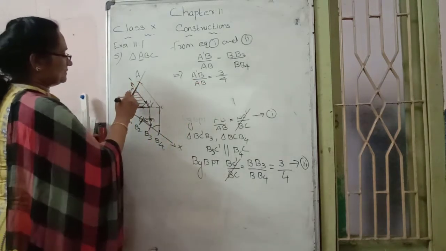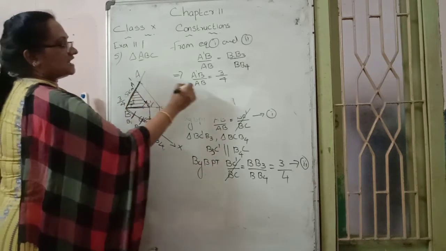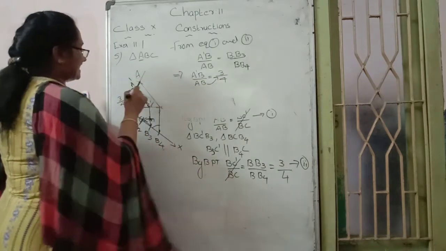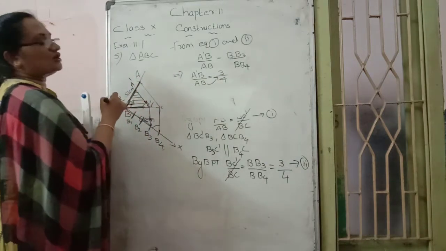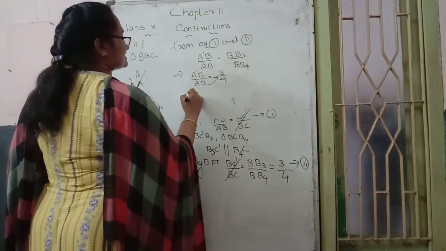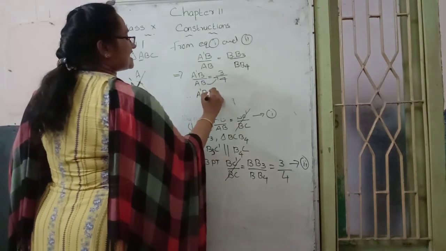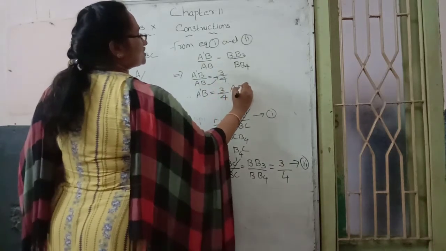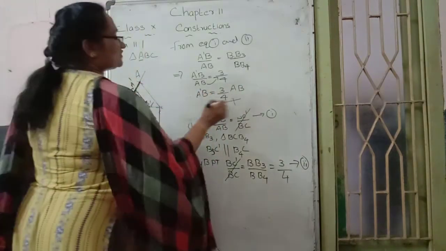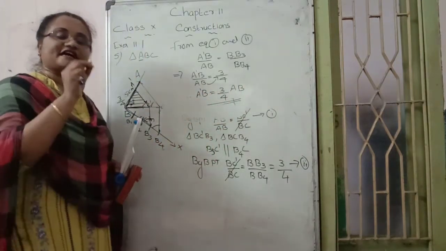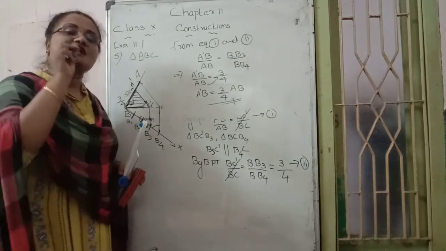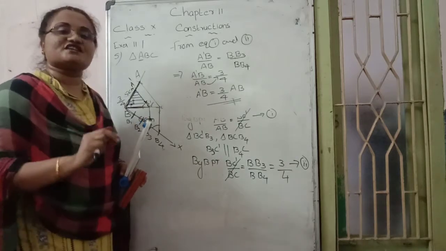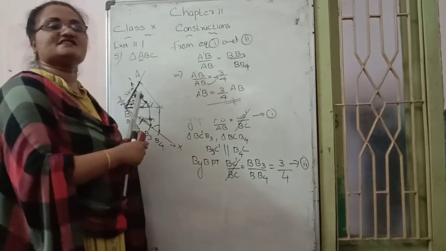AB side, AB is our original triangle. That is in the denominator. That's why the AB value is sent to the right side. A dash B represents the side of the similar triangle. That's why we can say that the similar triangle side A dash B is equal to 3/4. Already the denominator original triangle side becomes AB. So we justified that a side of the similar triangle is equal to 3/4 times the corresponding side of the original triangle. I hope you can understand this question.